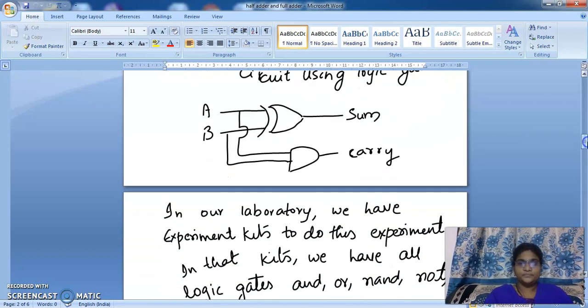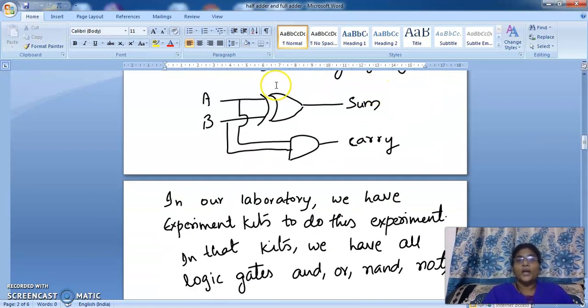Then, diagrammatically we will draw like this.